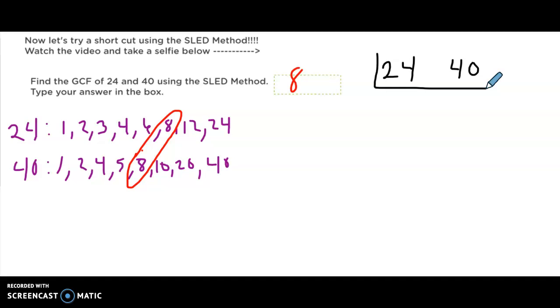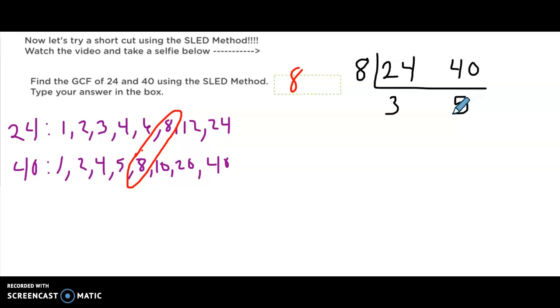So what we're going to do is pull out a factor of 8. That means we're going to divide both of those numbers by 8. Well, what's 24 divided by 8? 3. Now, instead of putting the 3 at the top, you're going to put it underneath. Now, look at the 40. What's 40 divided by 8? That's right, 5. Put the 5 underneath.